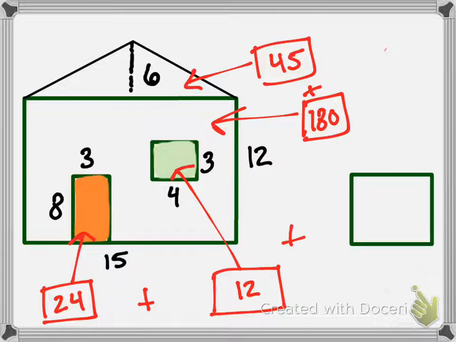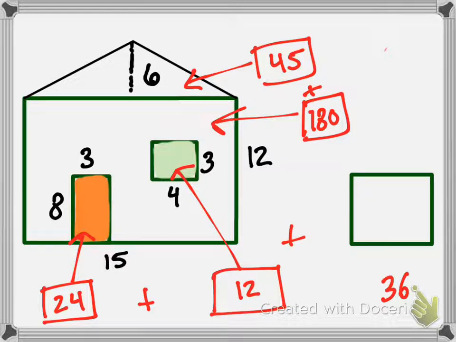So what are the 2 shapes I am adding together, Jaden? So Jaden says I'm adding together the door and the window. Yeah, that works because we need to know how much that is to take away. If we add that together, we get 36. What else do I have to add together then, Romario? Well, what are the shapes I got to add together? The house and the roof.